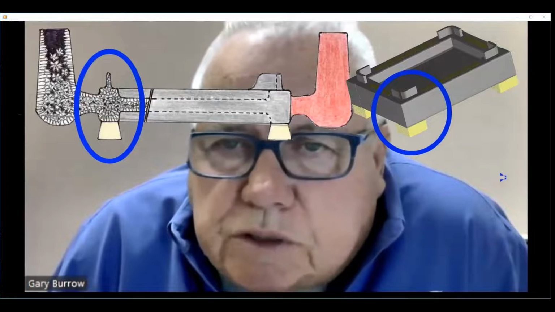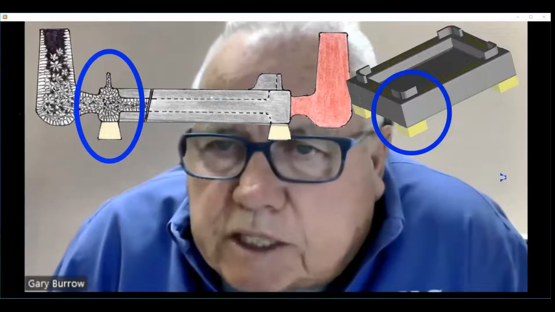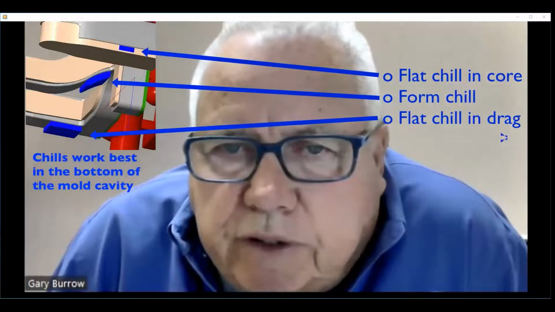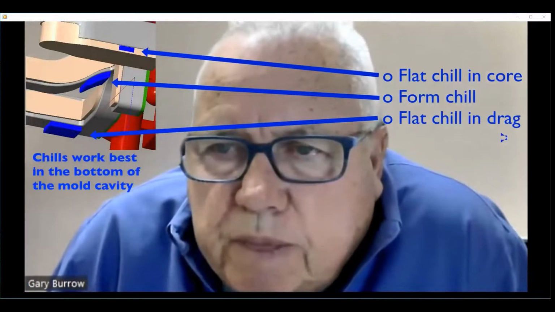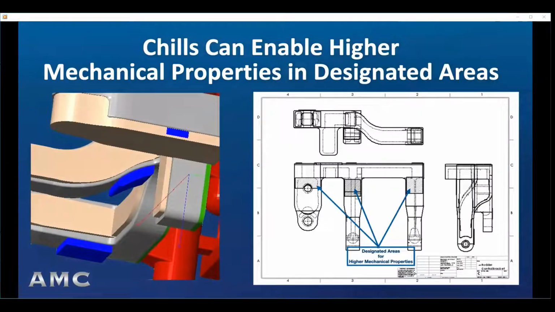When the solidification rate is increased, the microstructure of the metal is finer and the mechanical properties at that specific location are better. Often the chill needs to have a surface that matches a curved mold wall, and we can call that a form chill. In this image, the drawing calls out designated areas where mechanical properties are higher to address the highest stresses from the load case. Here are shown the local locations of chills to enable those local higher solidification integrity mechanical properties.